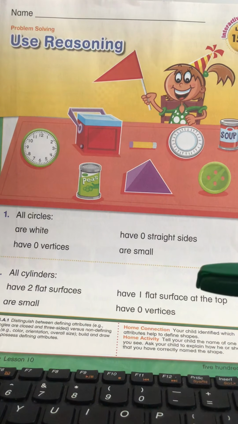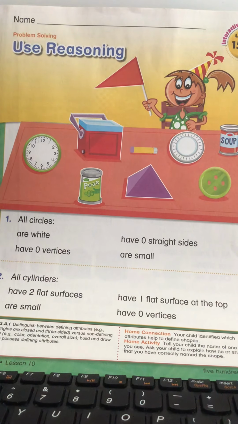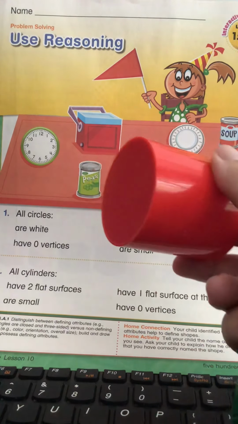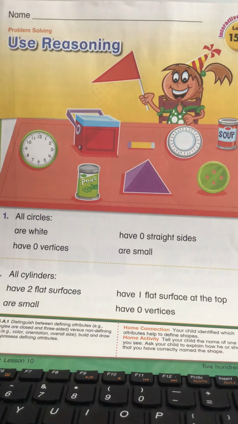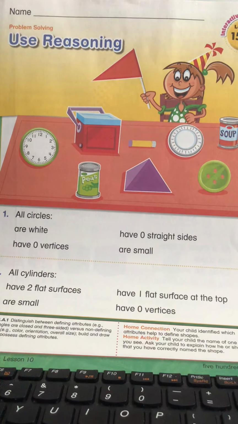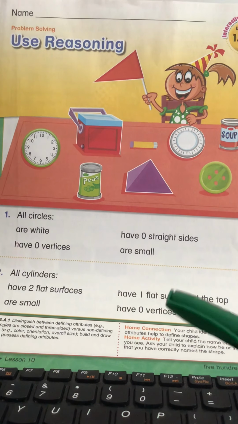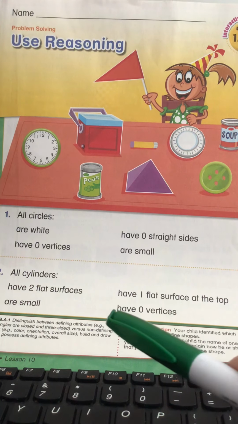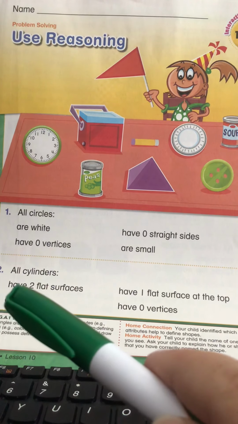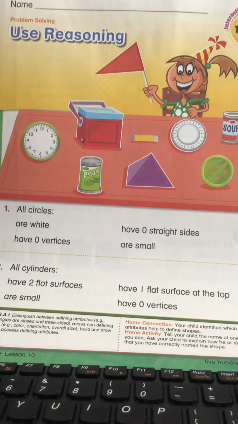Have one flat surface at the top. Do cylinders always have to have a flat part at the top? No, they could be on their side like this and still be a cylinder. So we're not circling that one. Have zero vertices. That's the points. Do cylinders have any pointy parts or corners? No, they don't. So we can also circle that one. A cylinder does not have a vertex. So for all cylinders, we circled have two flat surfaces and have zero vertices. When you are ready, open up to the inside.